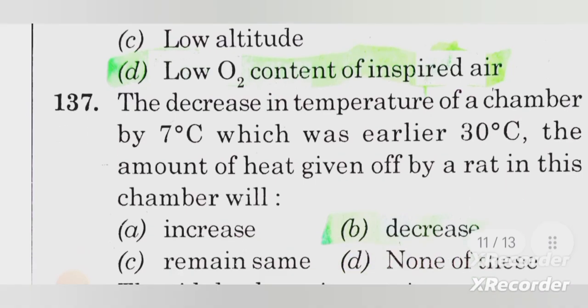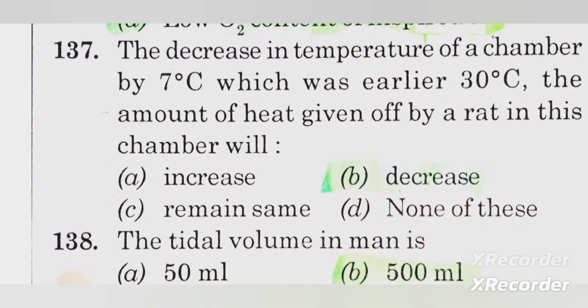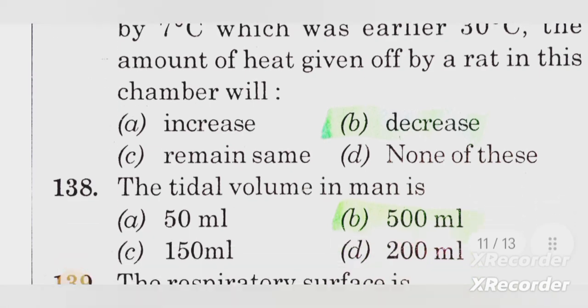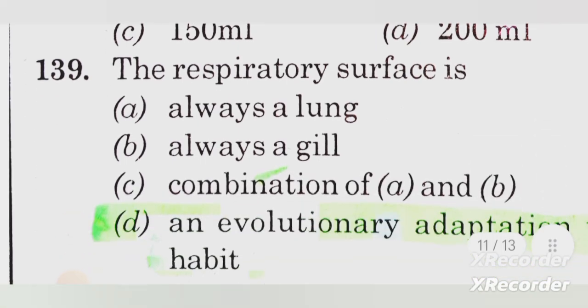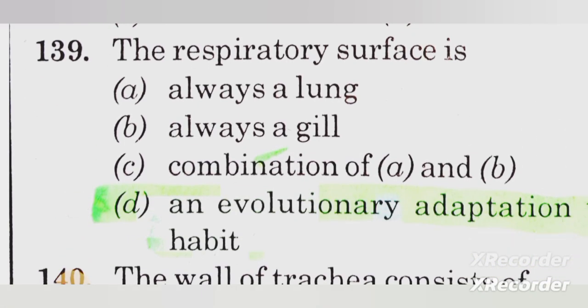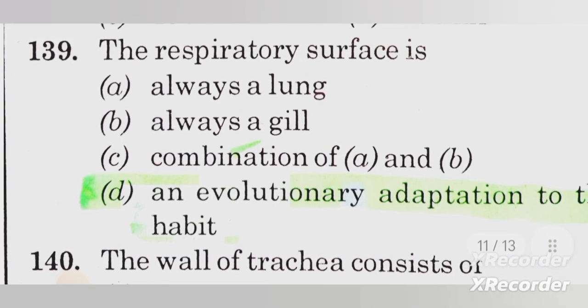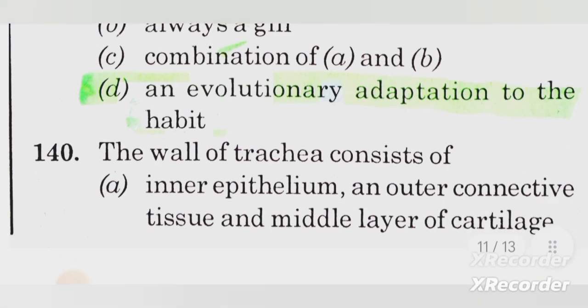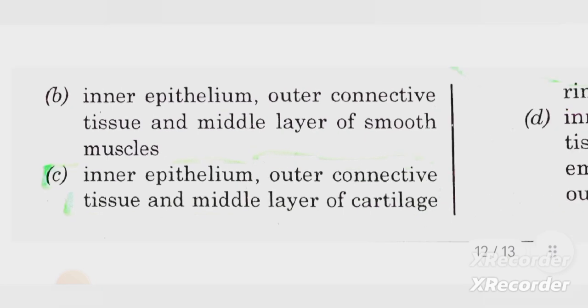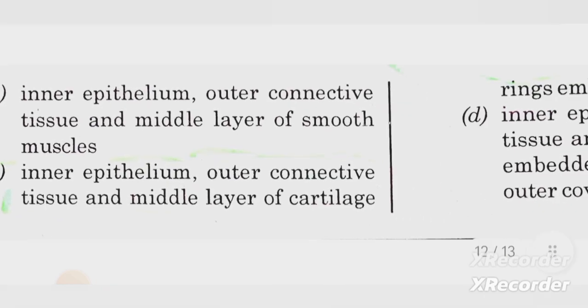Next, 137. The decrease in temperature of a chamber by 7 degrees Celsius, which was nearly 30 degrees Celsius, the amount of heat given off by a rat in this chamber will. Answer B. Decrease. 138. The tidal volume in man is. Answer B. 500 ml. Next, 139. The respiratory surface is. Answer D. An evolutionary adaptation to the habitat. Next, 140. The wall of trachea consists of. Answer C. Inner epithelium, outer connective tissue and middle layer of cartilage rings embedded in smooth muscles.